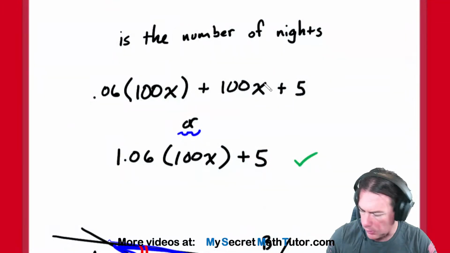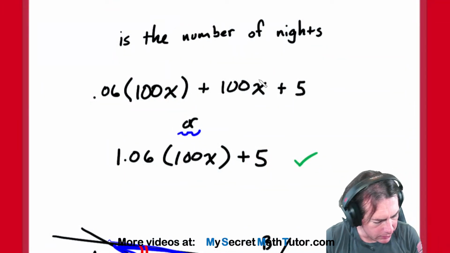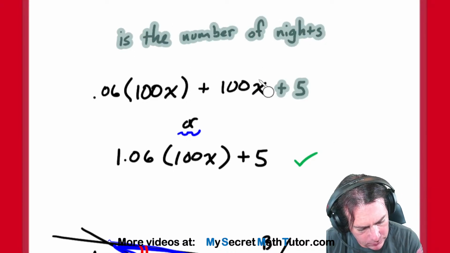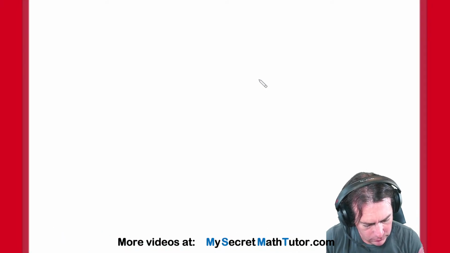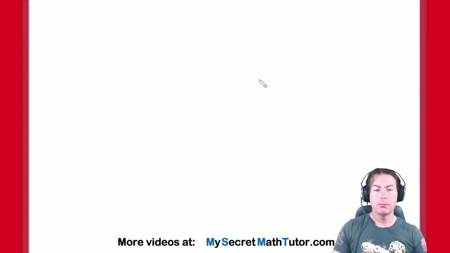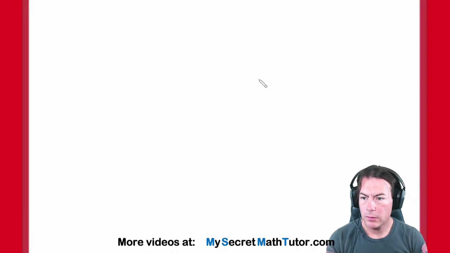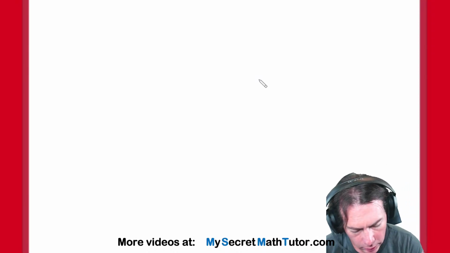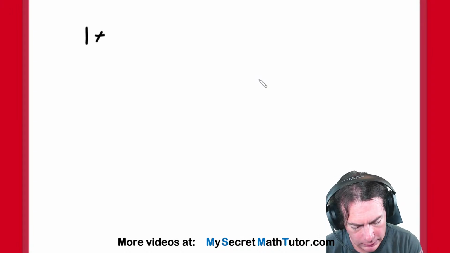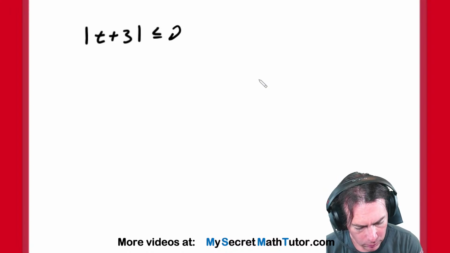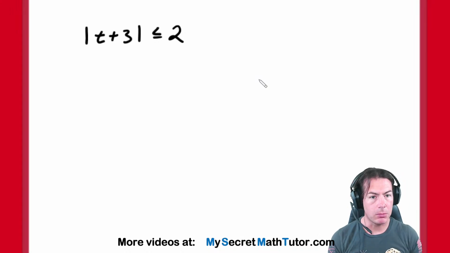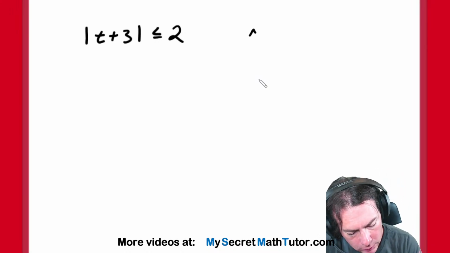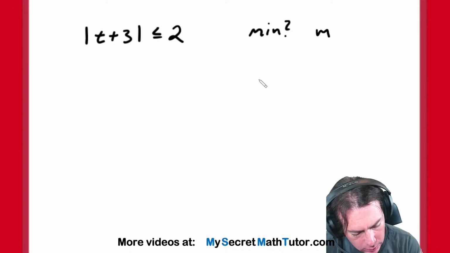I'm going to switch back to algebra. Let's clear this board here. Let's see what we can answer about it. So this one starts off with a nice algebraic expression. So I have the absolute value of t plus 3 is less than or equal to 2. And our goal for this one is to do two things, where we want to find the minimum value and the maximum value. So min and max.